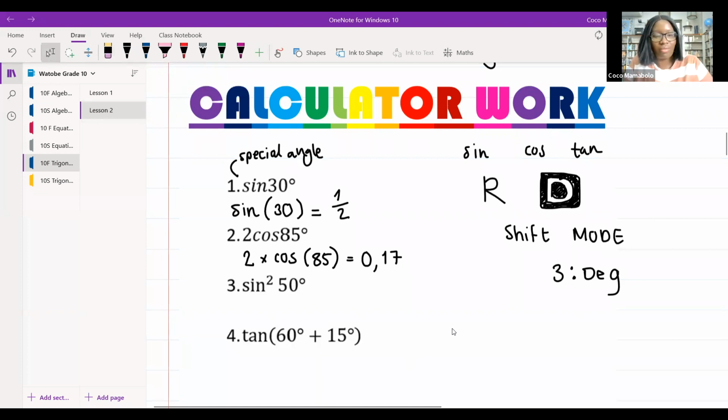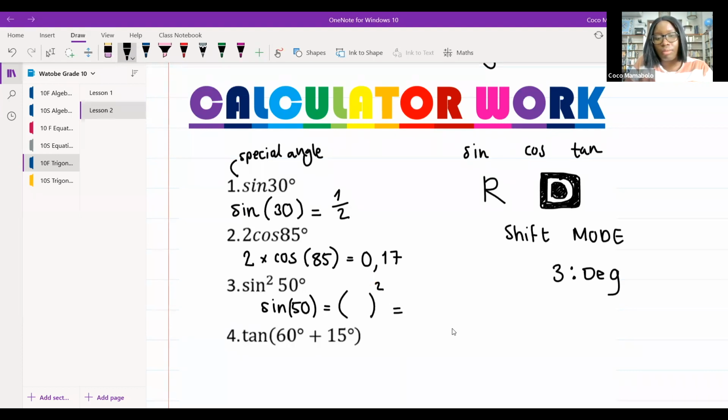Sorry, ma'am, I went all the way to number 4, but we're going to do sine squared. Ma'am, how do I put sine squared in the calculator? That's a good question. Sine squared 50 is the same thing as sine of 50, all squared. So on my calculator I first put in sine of 50 equals, get an answer, and then whatever answer I get, I square that. Give me sine of 50 rounded to 2 decimal places.